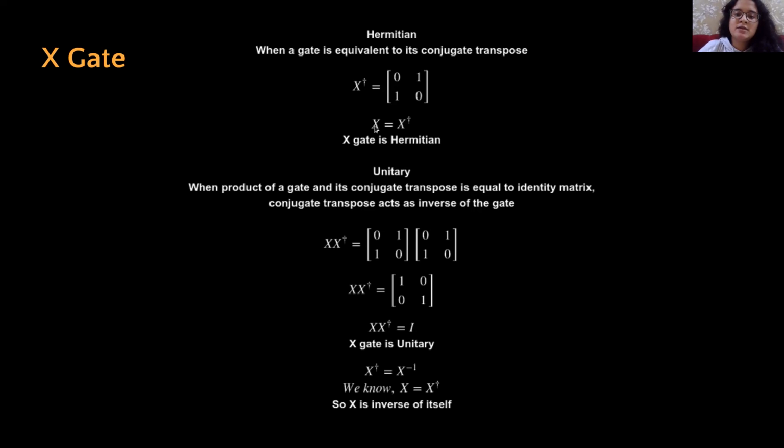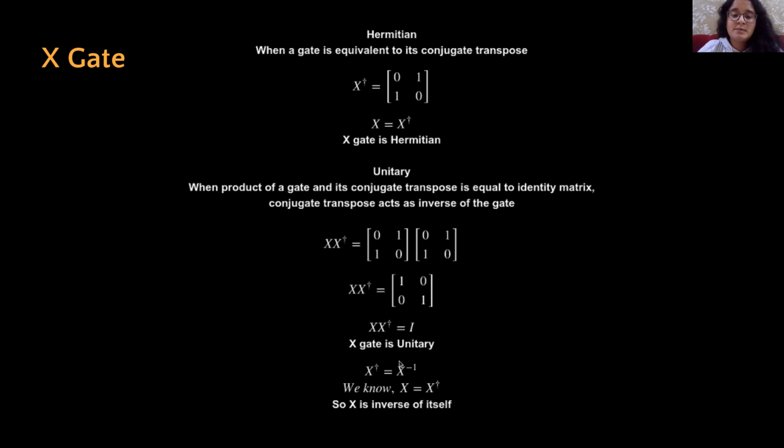And when we take the product of X gate and its conjugate transpose, if we get the identity matrix, then the X gate is unitary as well. From matrix multiplication, we know that if we multiply a matrix X with another matrix and get the identity matrix, then that other matrix is basically its inverse. So X dagger, or the X conjugate transpose, is the inverse of X.